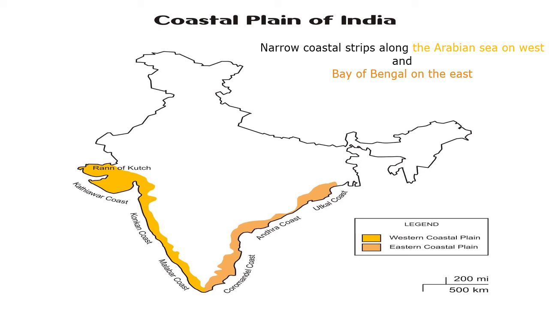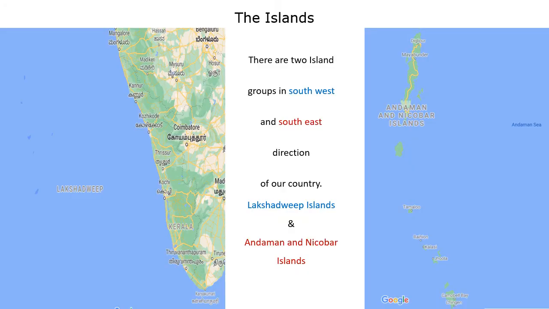Generally the coastal plains provide very good alluvial soil and adequate water facilities. These areas are densely populated. And finally we'll go through the islands. One of the landforms of a country is islands. Everyone knows that islands are pieces of land surrounded by water on all sides.